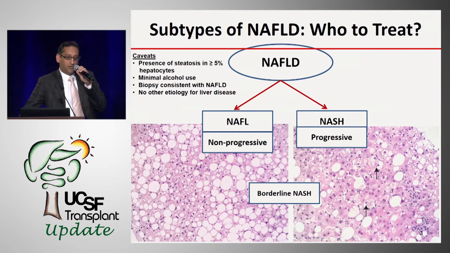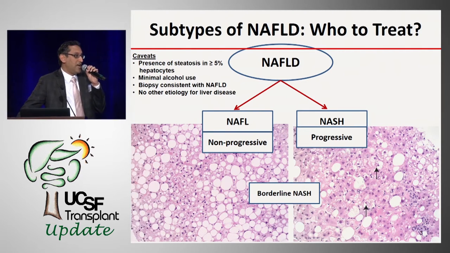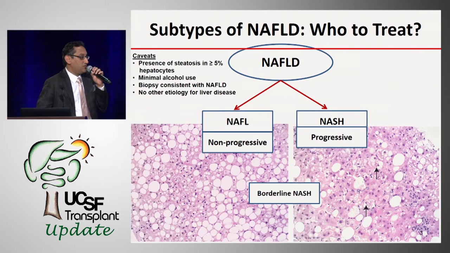So first of all, when you talk about NASH, we have to divide into two categories. One is NAFL, patients who only have steatosis. Those are the patients who we believe have non-progressive disease, and at this time, based on our understanding, they don't need any treatment. But patients who have active inflammation, ballooning, and especially fibrosis are the ones that we consider for treatment. Therefore, liver biopsy still remains the gold standard to understand which group these patients are in.